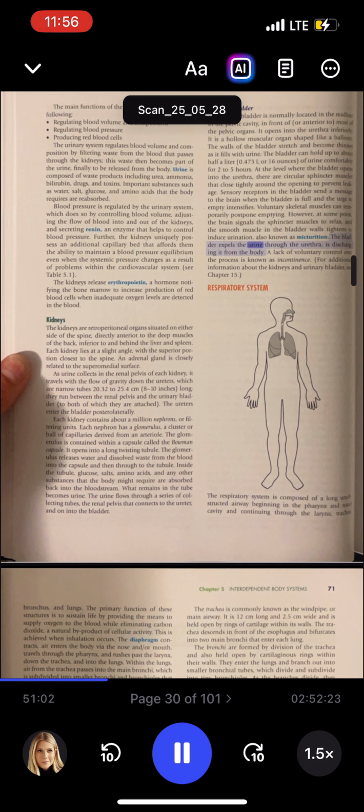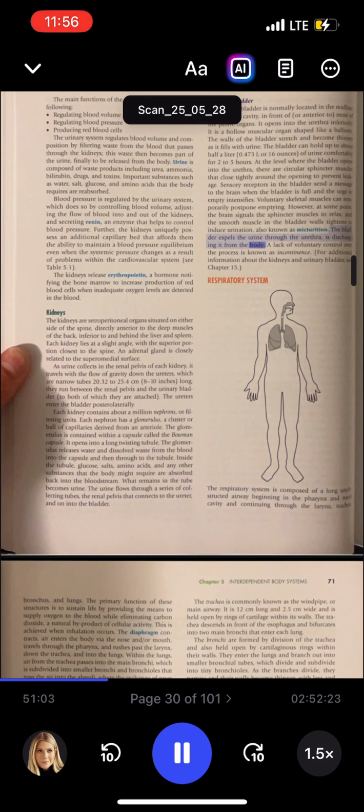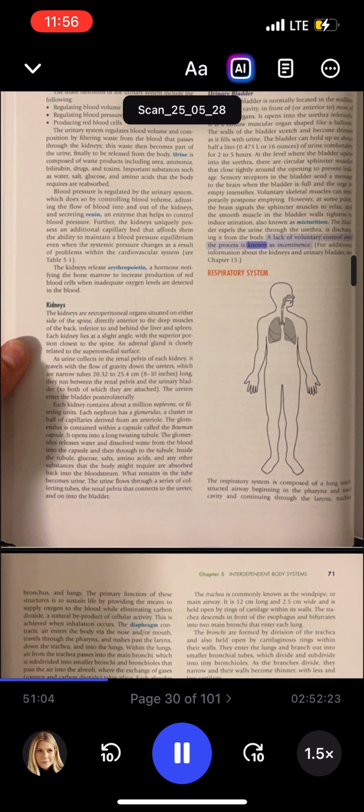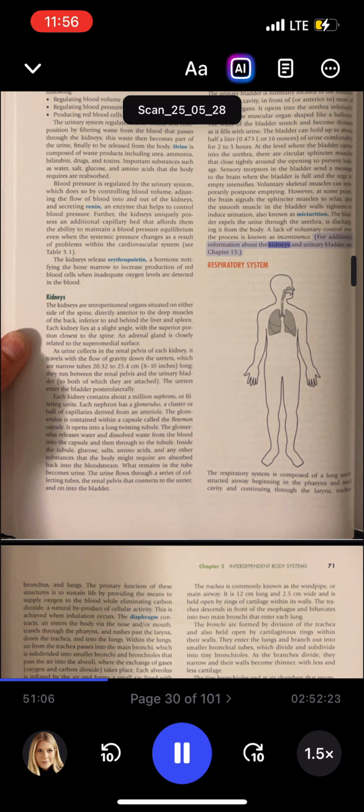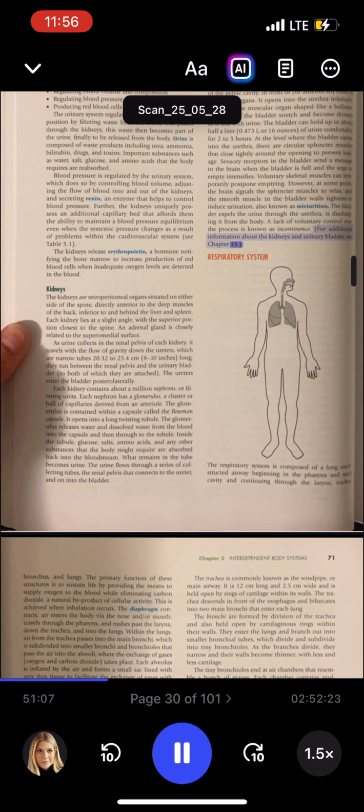The bladder expels the urine through the urethra, discharging it from the body. A lack of voluntary control over the process is known as incontinence. For additional information about the kidneys and urinary bladder, see Chapter 15, Respiratory System.